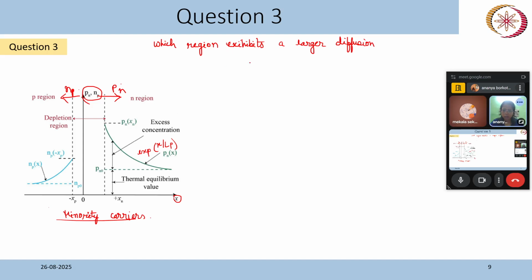So here, this question, I will note it down. I think you are clear with this. This axis is a bit confusing, but it's the minority carrier distribution. They are plotting np on this side and pn on this side. Larger diffusion length.